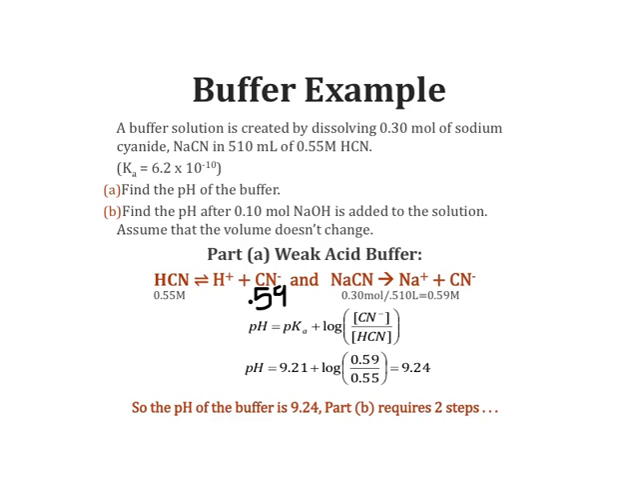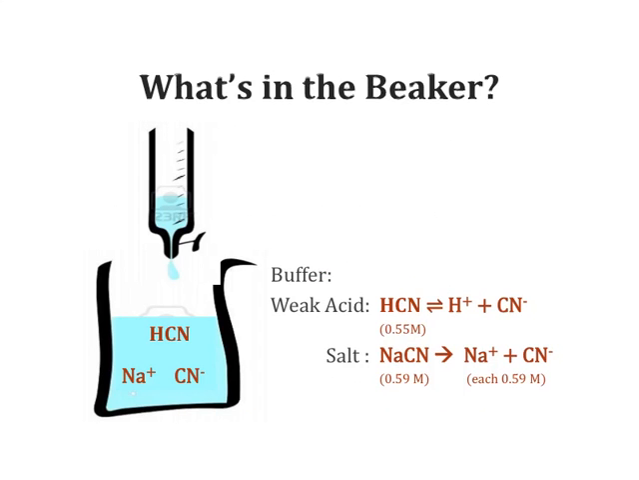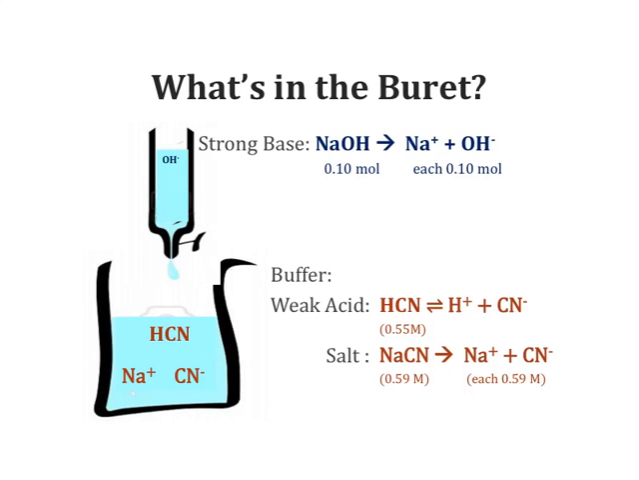We're going to move on to part B, because part B requires 2 steps, a before and after chart, and then either Henderson-Hasselbalch or an ice chart. Here's what's in the beaker. In the burette, I have a strong base, sodium hydroxide, and I'm adding 0.10 moles of sodium hydroxide to the solution, which is not really in a burette. We're just using that concept of titration to do this.